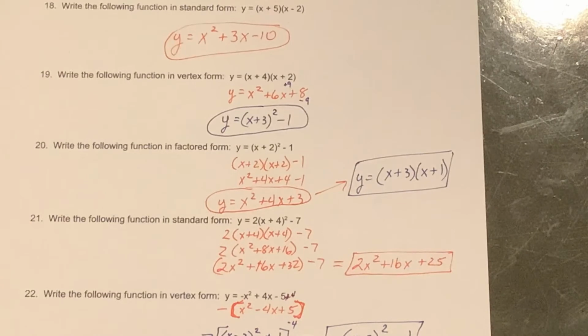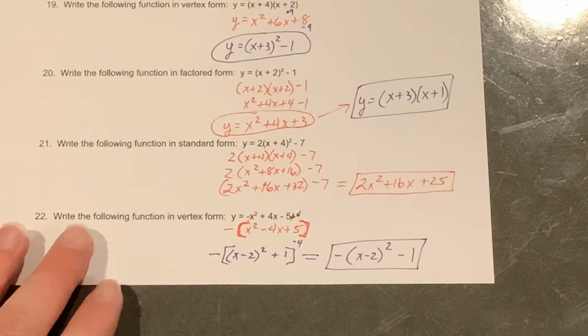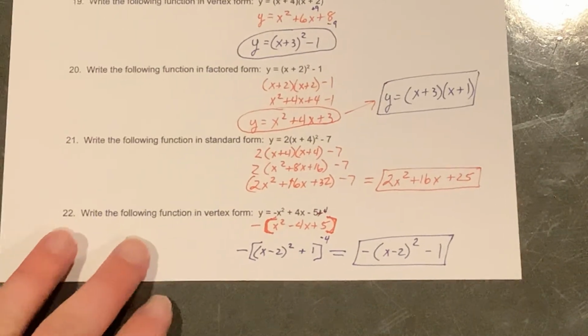All right, I take x plus 4 times x plus 4. I foil that to get x squared plus 8x plus 16. Now I have to distribute the 2 to get 2x squared plus 16x plus 32. Then I can subtract 7 at the very end and get a final thing of 2x squared plus 16x plus 25 as standard form.